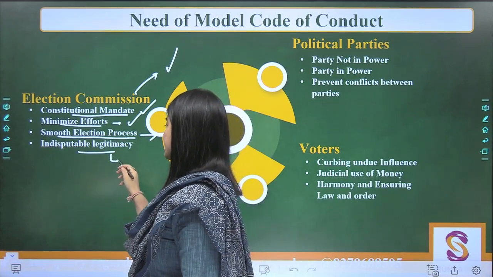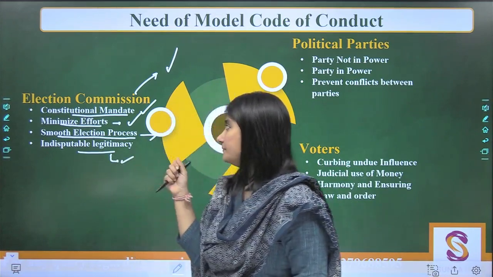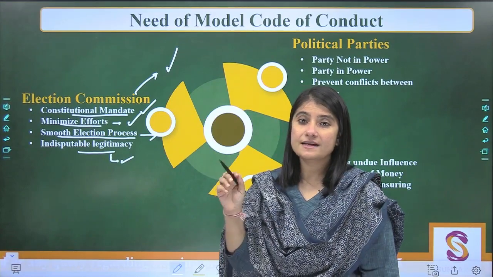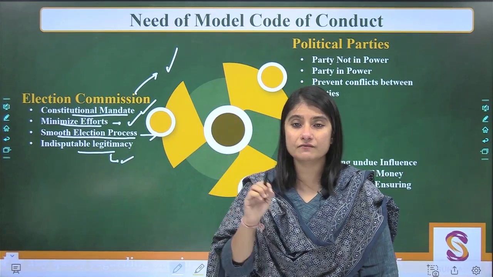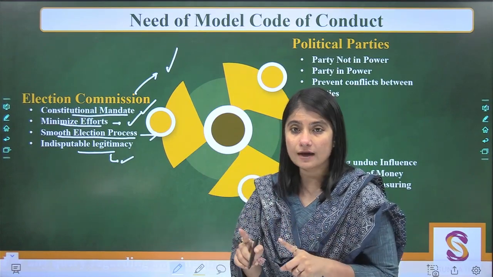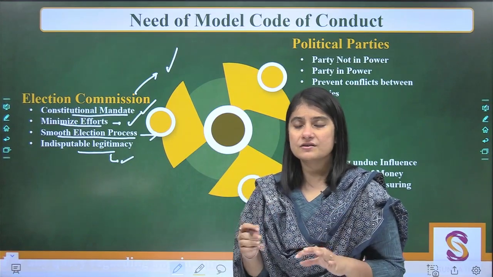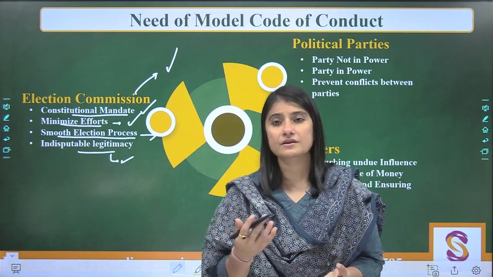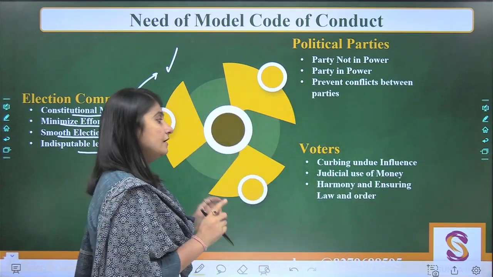Indisputable legitimacy. Here the Election Commission has the power to punish someone if they are violating the model code of conduct via various sections of the IPC, CrPC and even the RPA 1951.